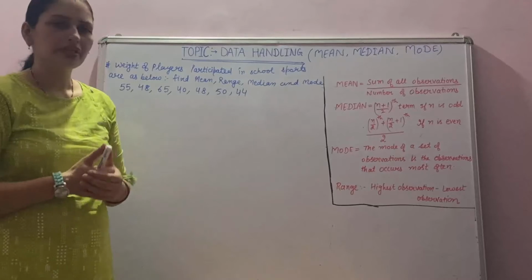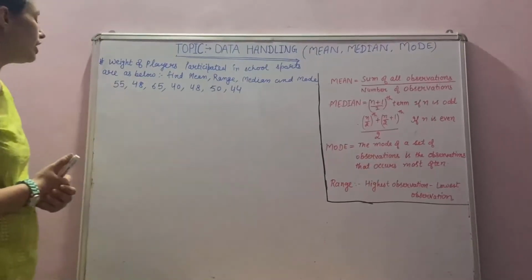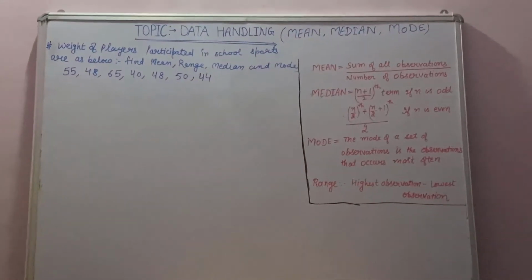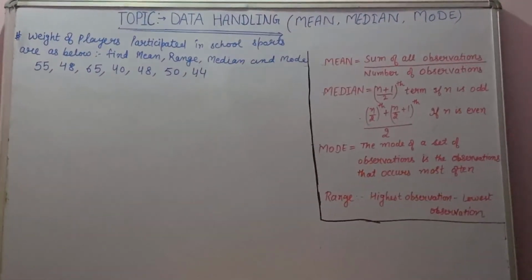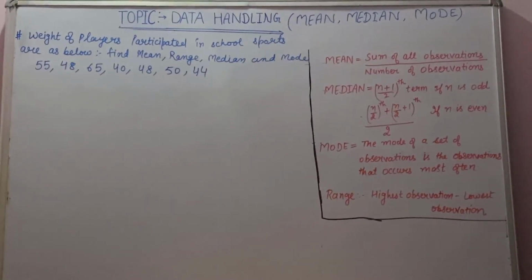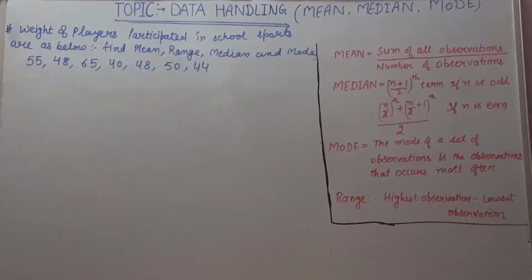Now let's take one more example to understand mean, median and mode better. The weights of players who participated in a school sports event are as below. Find the mean, range, median and mode.